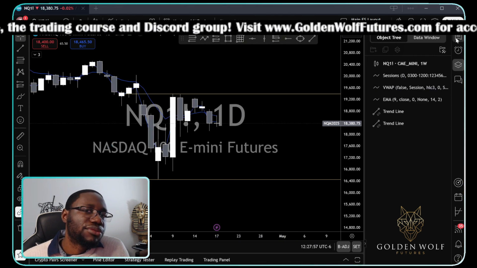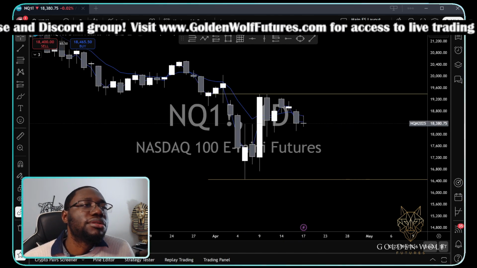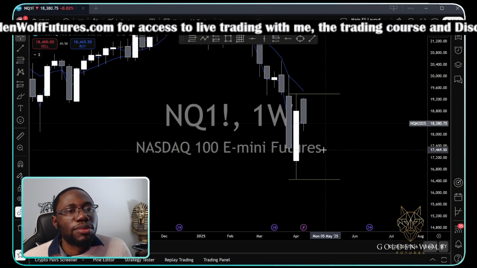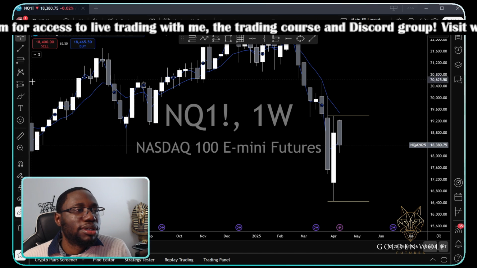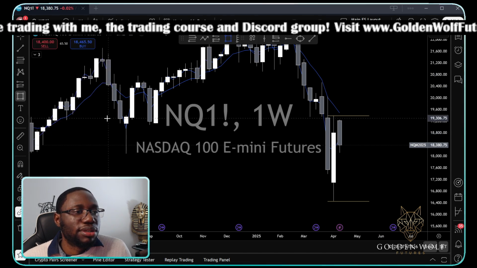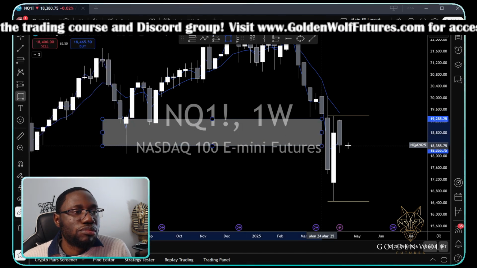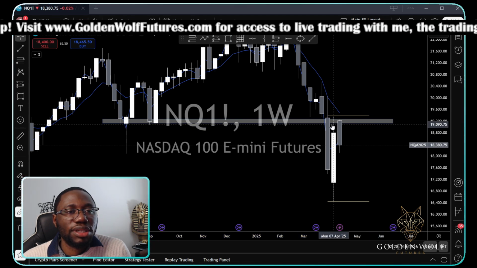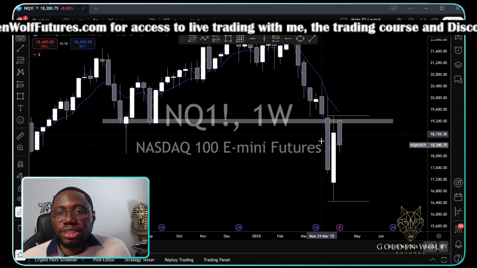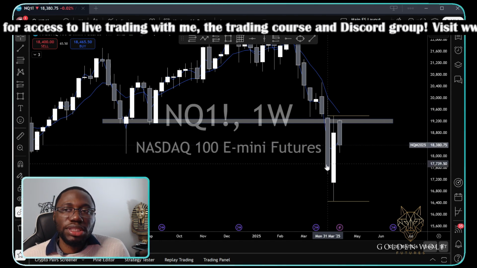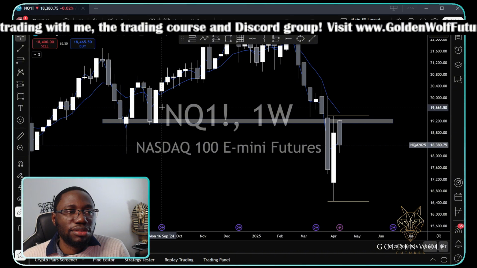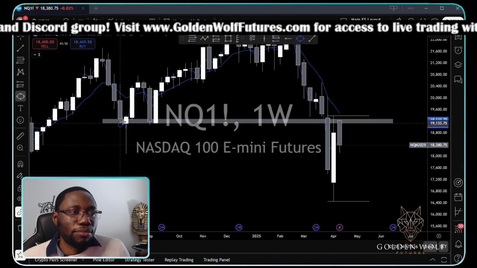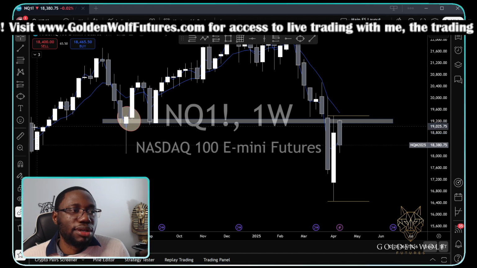Looking at the daily time frame, actually, let's go to the weekly. Looking at the weekly, we're going to remark this level here that we had for the weekly. This level never broke back above. So for me, a bearish sign is this week closing below this level here. You can see here we have a very important level that should definitely be paid attention to.